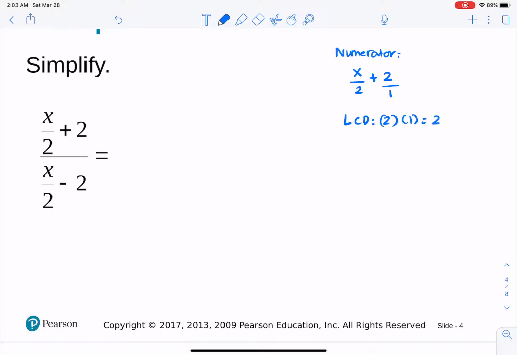We get 2, and we want to make a common denominator. We already have a 2 there, so I'm going to leave x plus 2 over 2 as is. I'm going to multiply and divide the second fraction by 2. So I end up getting x plus 2 plus 4 over 2. 2 is the common denominator, so I end up getting x plus 4 over 2.